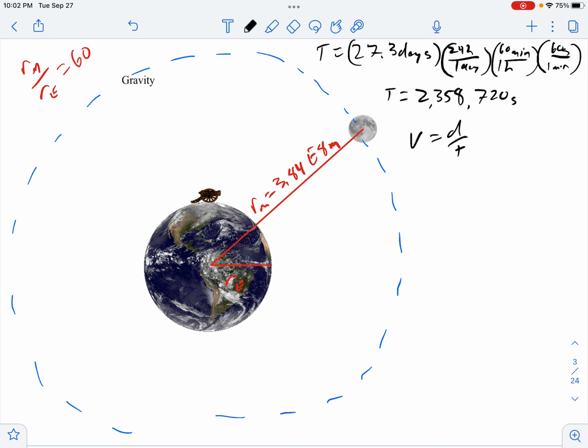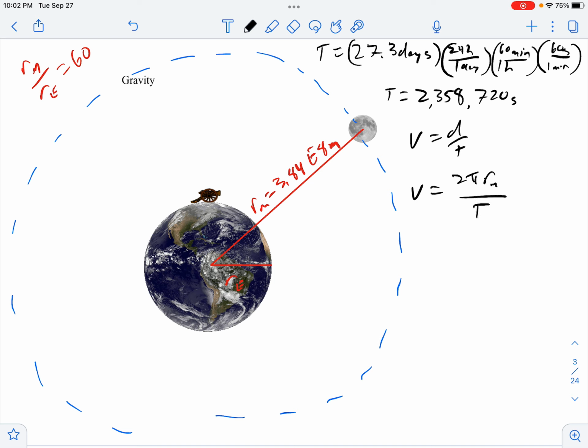Now look at this, this is kind of neat. The way that you calculate the distance around a circle is the circumference, which is 2 pi r. So if we do a little substitution, we replace d, the distance that it travels, with 2 pi r, where this r is the radius of the moon's orbit, and we divide that by the time period.